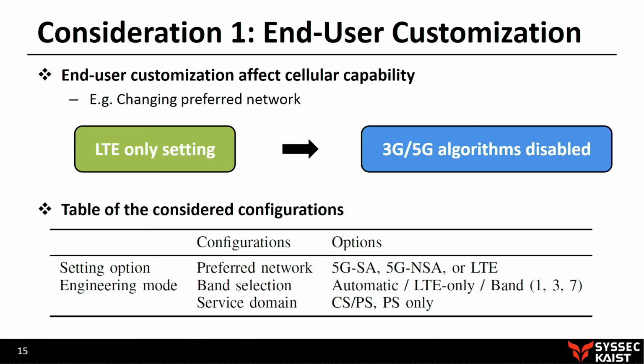Just like in this example, if we do not consider the effects of end users' customization on capabilities, we cannot generate a proper device model fingerprint. In this work, we consider two ways to configure the device: using the Settings tab and Engineering mode. By using these two methods, we could find a table of configurations that actually affect cellular capability of devices, as you can see in the below table. To consider the effects, we set the devices to each configuration when we collect the messages to generate fingerprints.